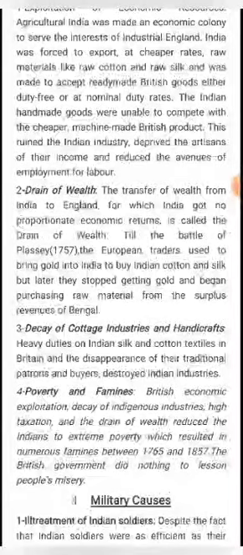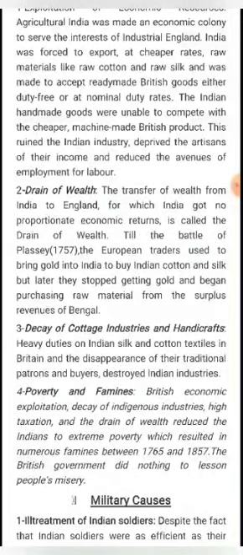Third one, the decay of cottage industries and handicrafts. Heavy duty on Indian silk and cotton textiles in Britain and the disappearance of their traditional patrons and buyers destroyed Indian industries. The fourth one is poverty and famines.